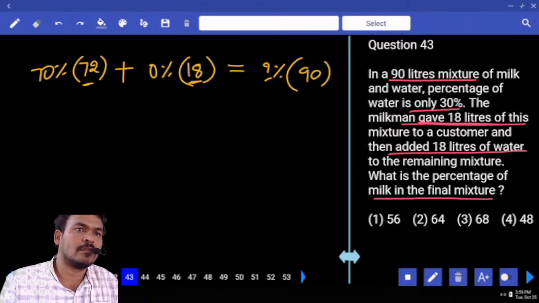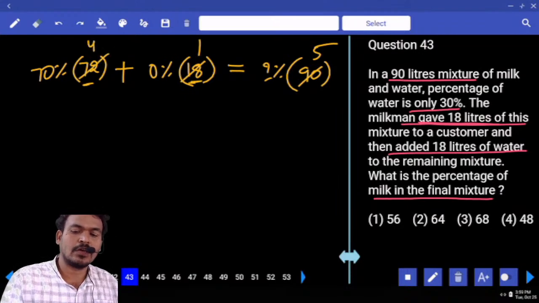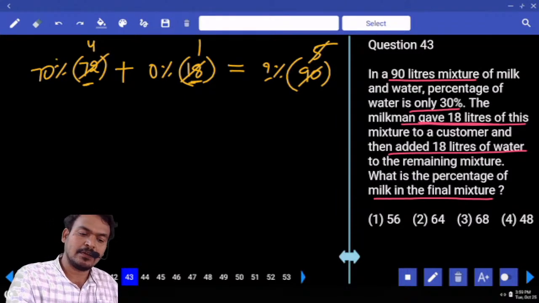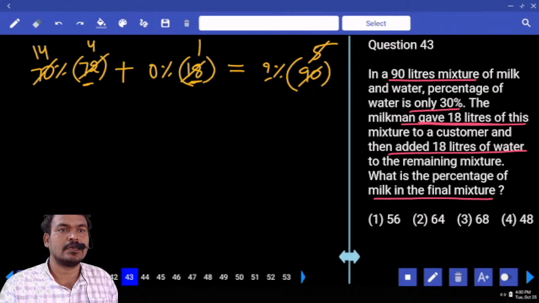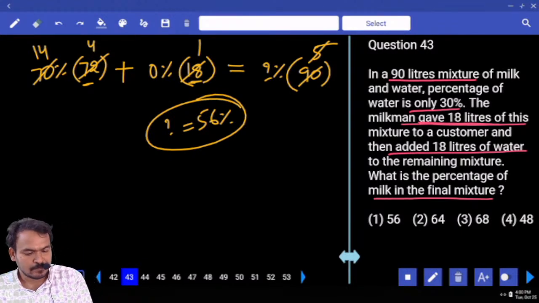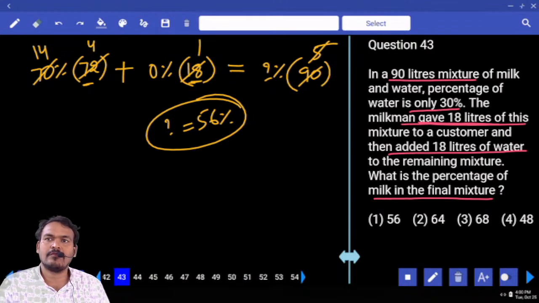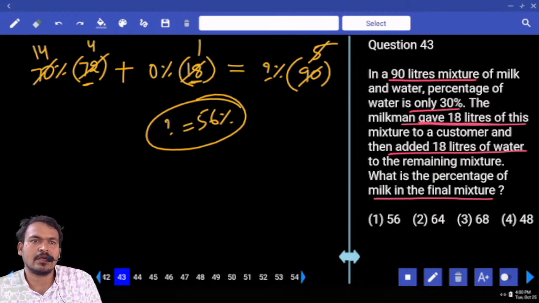Equality concept or not? 18, how many times? 5. 18, 1 time. 18, 4 times or not? 5, how many times? 70. 14 times or not? 14 times 4, 56. Something equal to how much value? 56. If we required water percentage, in place of 70% we write 30%. In place of 0%, 100%. Or 44% directly we can say for water or not?